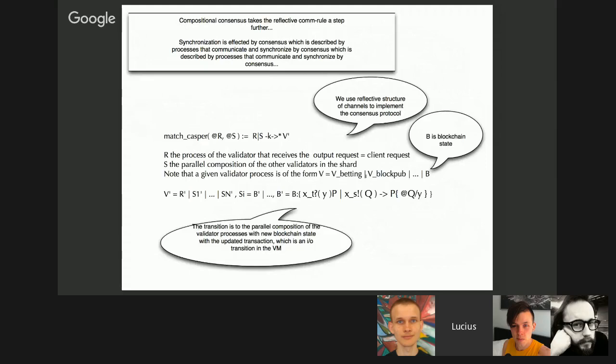So compositional consensus takes the reflective COM rule a step further. Synchronization is effected by consensus, which is described by processes that communicate and synchronize by consensus, which is described by processes that communicate and synchronize by consensus, right? So you get this reflective tower.